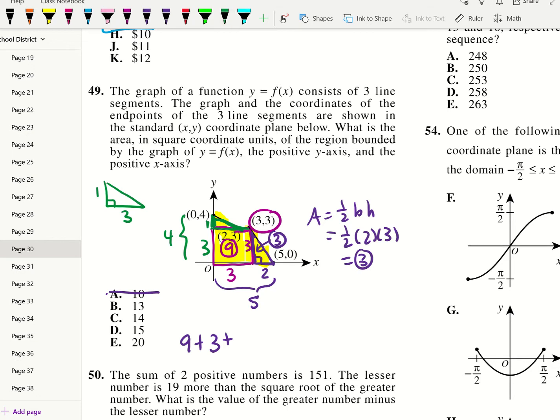This triangle is not going all the way over to 3, 3. It's going to 2, 3. So this base right here is 2. And not 3. My apologies. All right, so the area of this triangle is 1/2 base times height, or 1/2 of 2 times 1, which is 1. That's our last item that we need to add on, and we end up with an answer of B, 13.